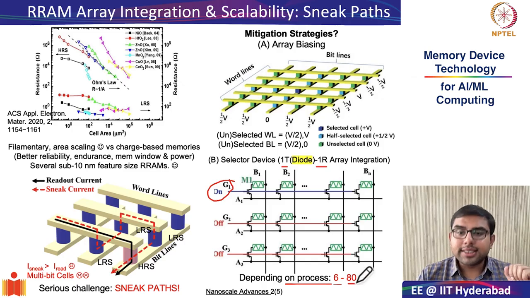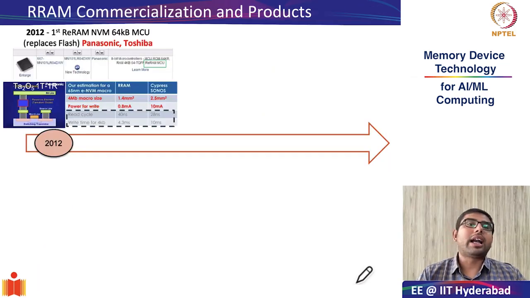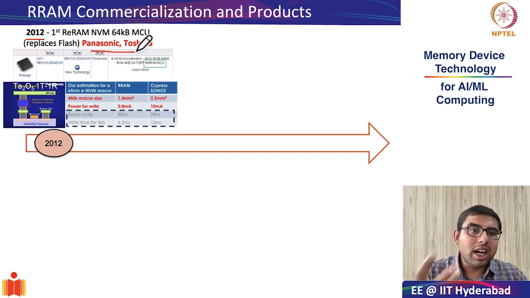With this, let us look at a few commercialization efforts in RRAM technology. The first commercialization effort came in 2012 from Panasonic and Toshiba. This was not an out and out product, but it was a prototype chip which had 64 KB of flash memory in a microcontroller unit which was used primarily for automotive applications.